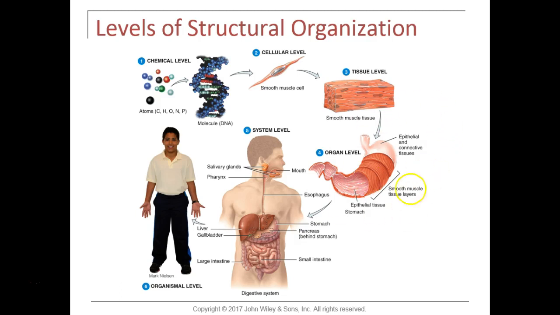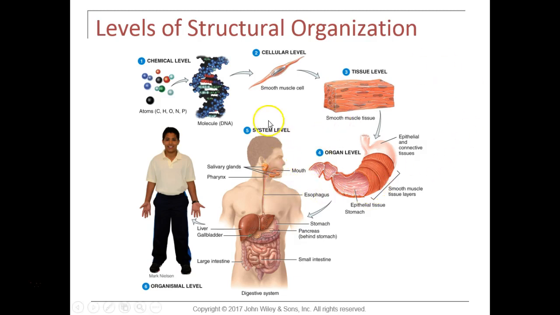So the stomach has all four types of tissue in it. There's some epithelial tissue that lines the stomach. There's muscle tissue. There's some nerves that run through and around the organ. There's some connective tissue. So there are many types of tissue that make up the stomach. And since it's made up of two or more types of tissue, it's considered to be an organ.